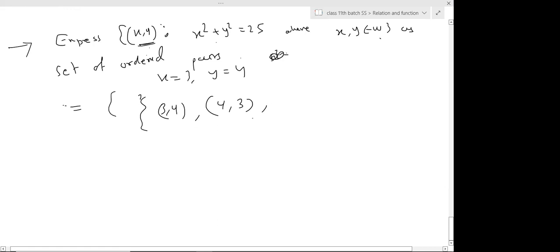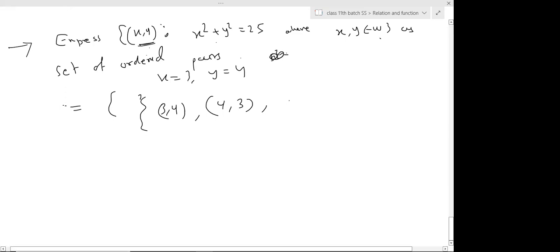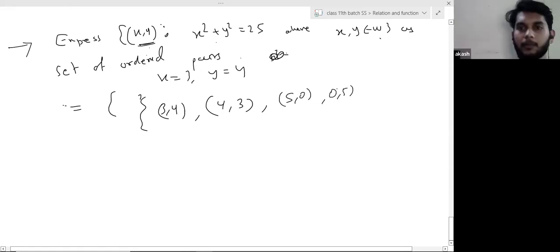Or maybe 0. (5, 0). Yes, you're saying (5, 0). Right. And (0, 5). So these are all the elements you need to write.